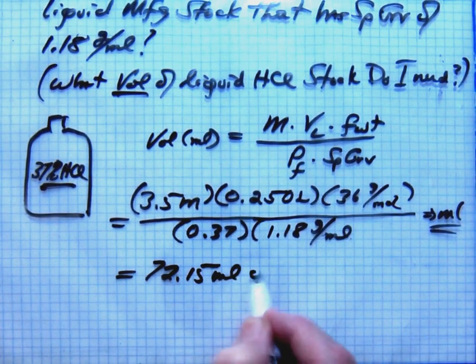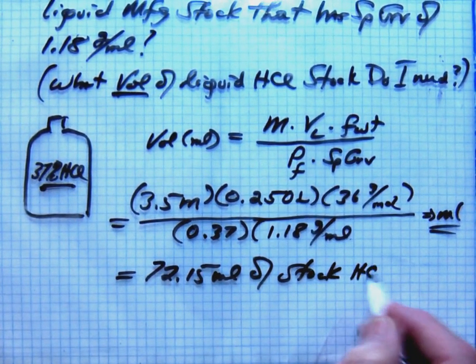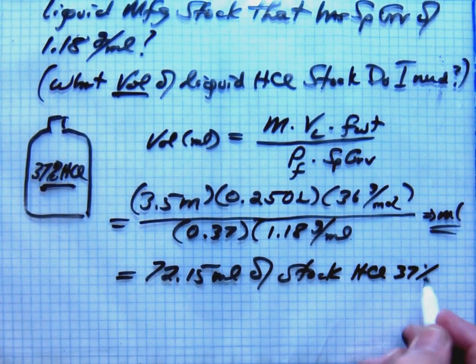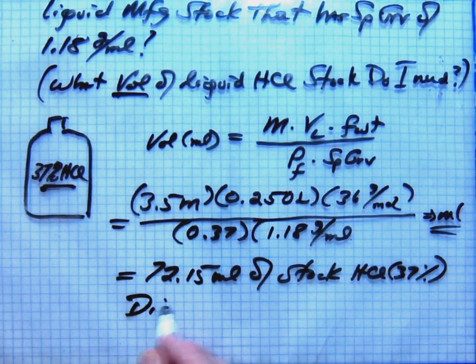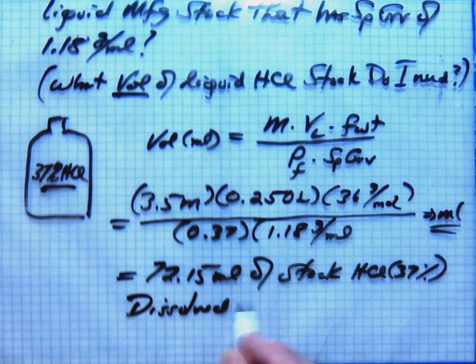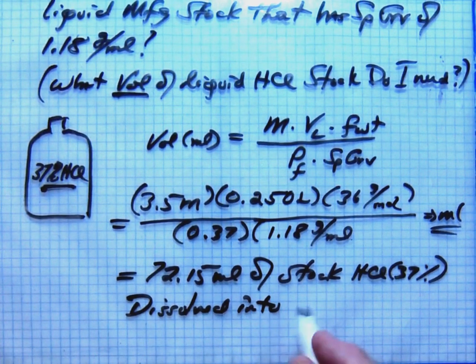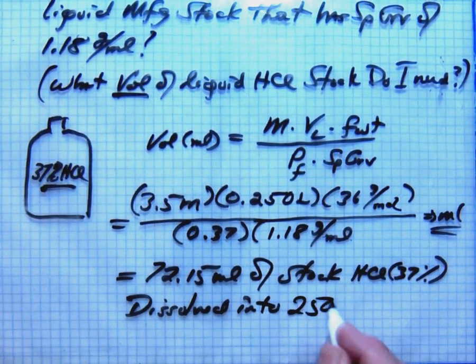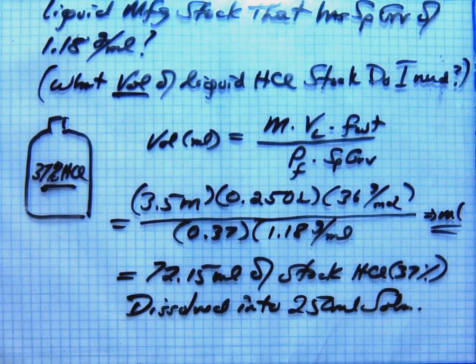72.15 milliliters of stock HCl, 37%, dissolved into 250 milliliter solution. In other words, you'll dissolve it up to, but not to exceed the 250 mils.